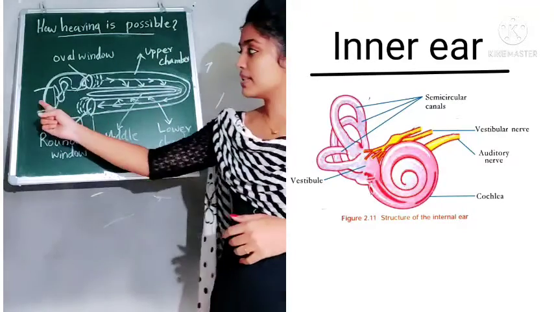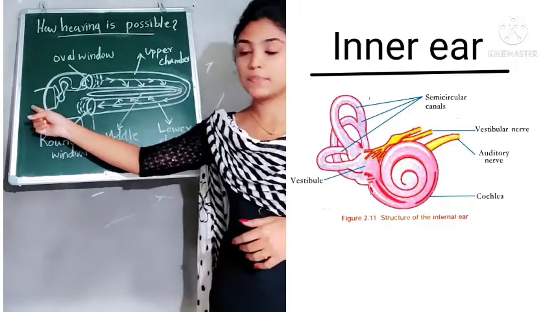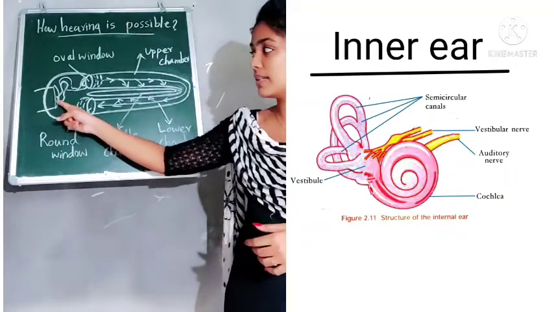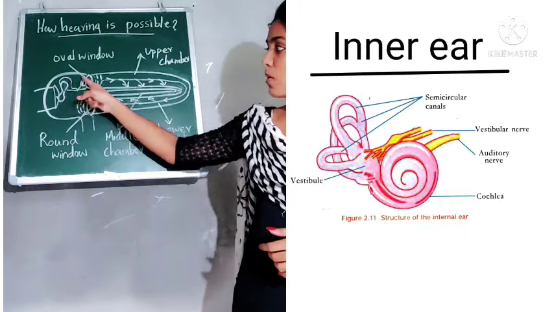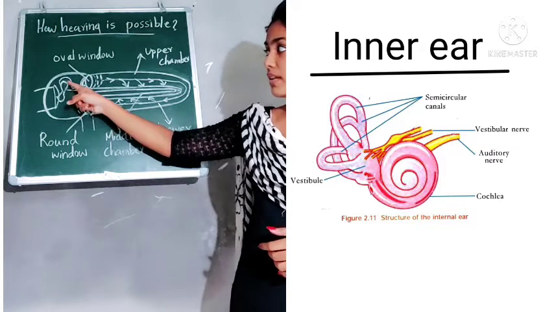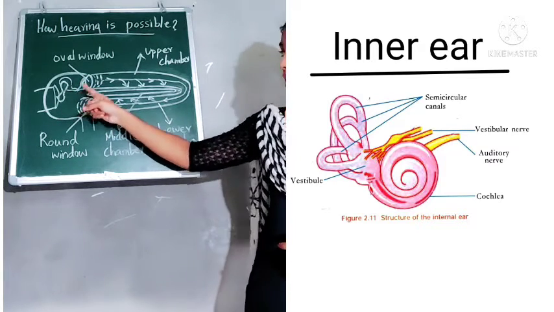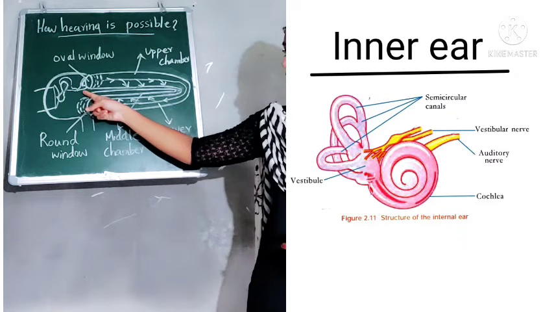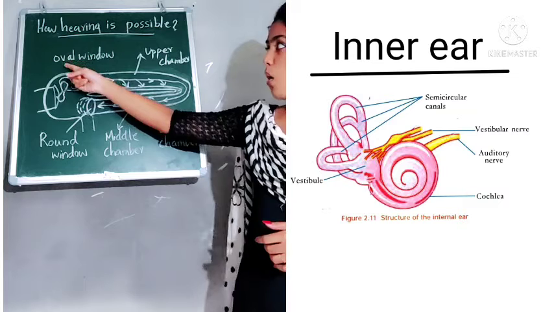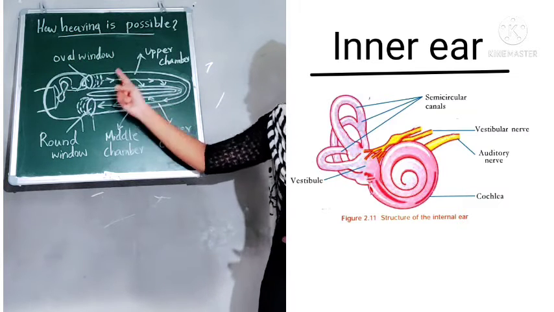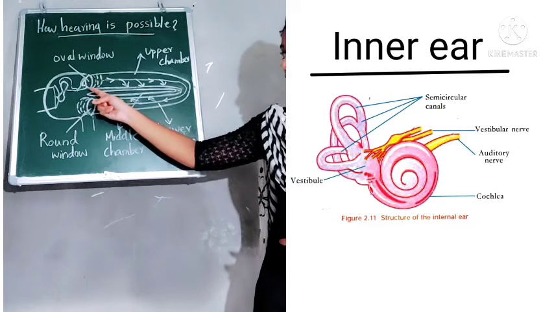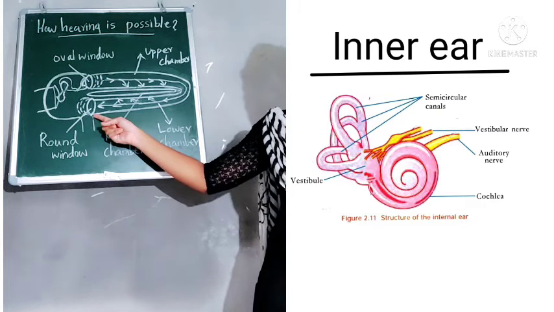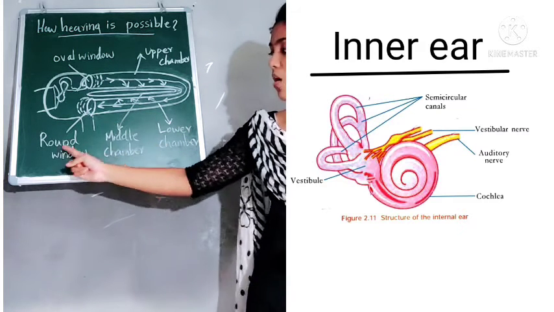Now here you can see the auditory canal. Here there is the pinna and this is the auditory canal, and here you can see the tympanum, then three bone-like structures, malleus, incus and stapes. And here you can see a membrane attached to the stapes. The name of that membrane is the oval window. Here you can see another membrane. This membrane is termed the round window.